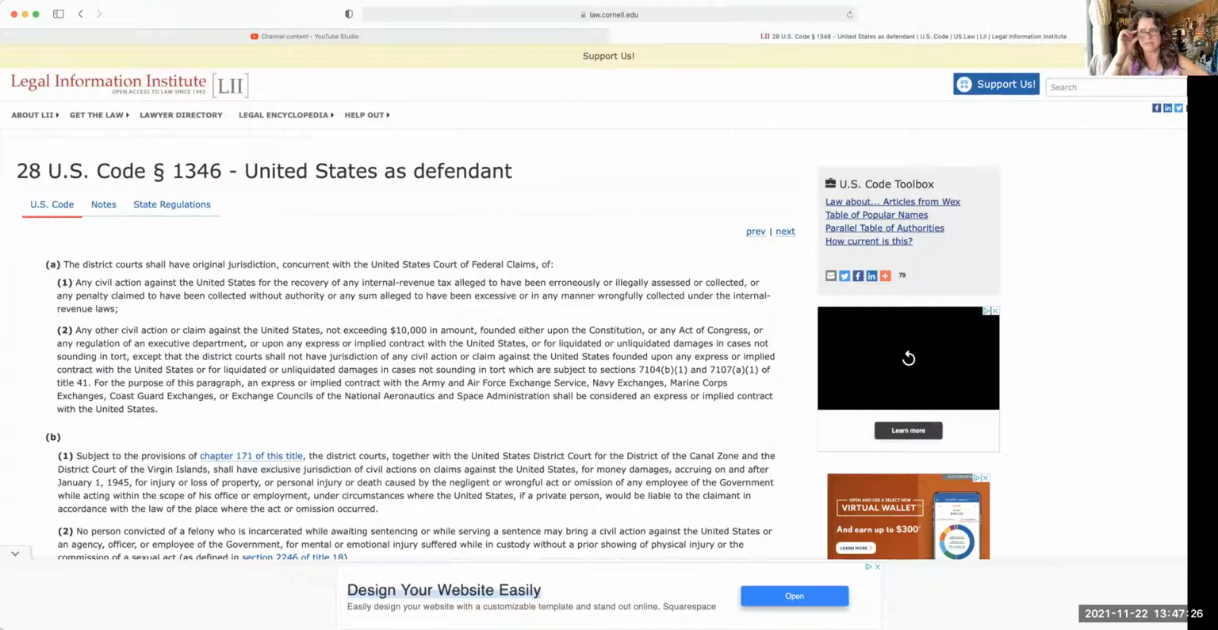I don't have a contract with the Department of Motor Vehicles. I do have their little old expired card, which I could send back to them. They can have it because I don't have an agreement with them. But anyways, founded either upon the Constitution or any act of Congress or any regulation of an executive department. I've got to get those messages, but I'm trying to do this. Or upon any express or implied contract with the United States, or for liquidated or unliquidated damages in cases not sounding in tort.